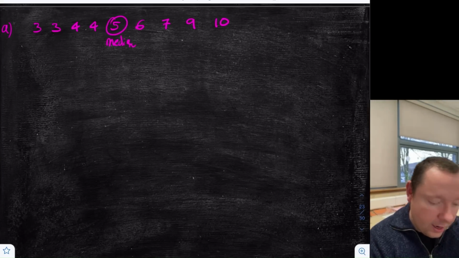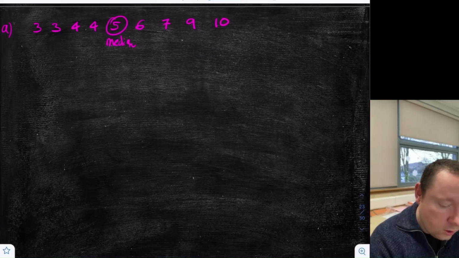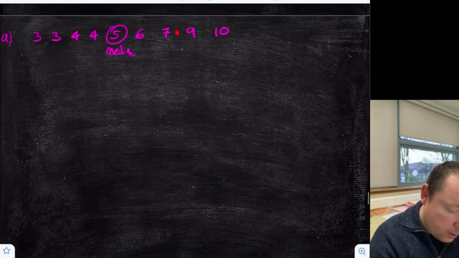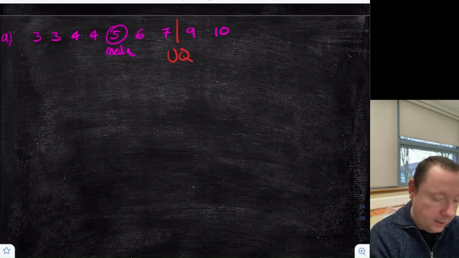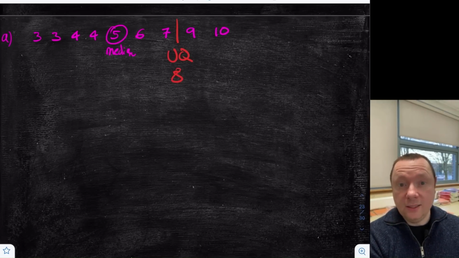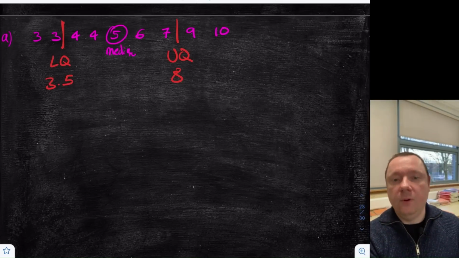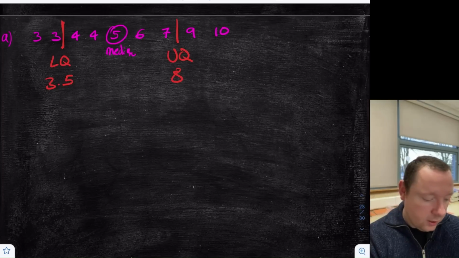And I'll put the answer properly in a minute. Let's use a different colour pen. So the upper quartile is the middle of the upper half, which is these 4 numbers. So it's in the middle here, so I'll draw a little line. There's my upper quartile. Well, the middle of 7 and 9, no work required there, is 8. If you needed some work on that, you just do 9 plus 7 is 16 divided by 2. The lower quartile then is the middle of 3 and 4. Well, that's 3.5. Again, if you didn't know that, 3 plus 4 is 7 divided by 2 is 3.5.